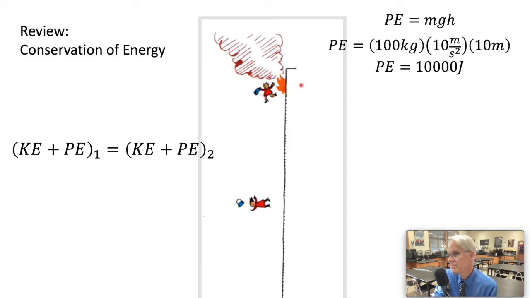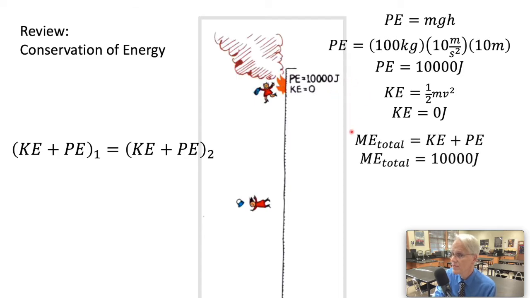At this point, she has a kinetic energy of 0. So the total energy is 10,000 joules. This will be constant throughout her fall. The total mechanical energy is a kinetic energy plus a potential energy. Obviously, right now, it is 10,000 joules.